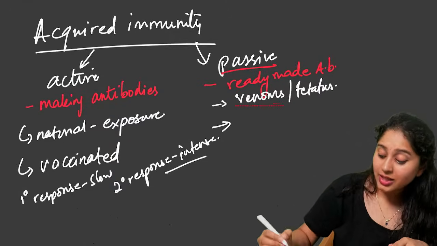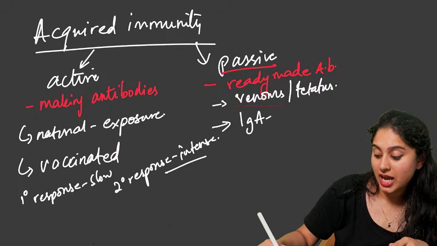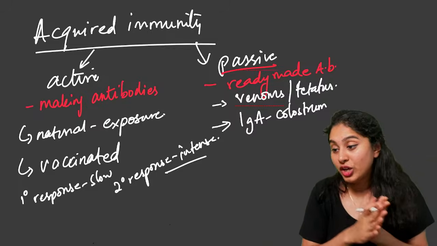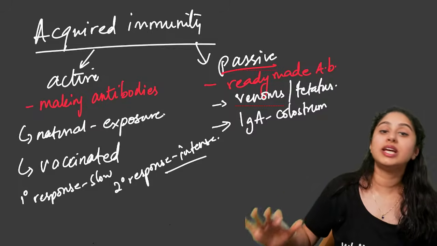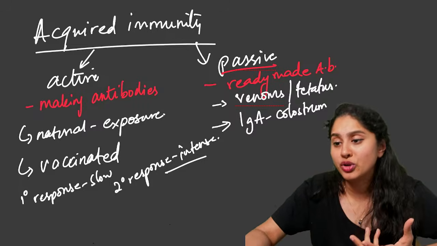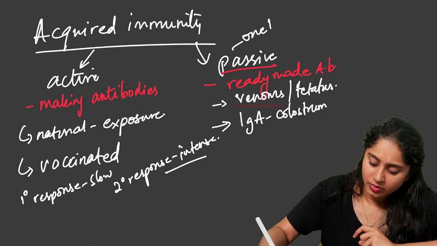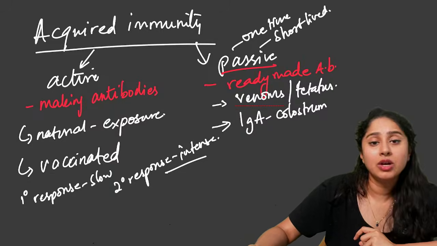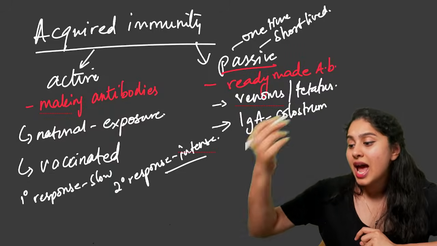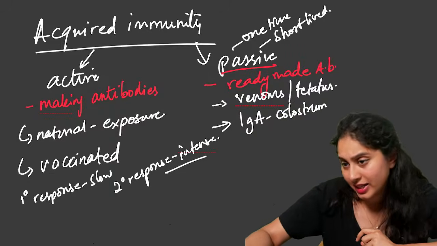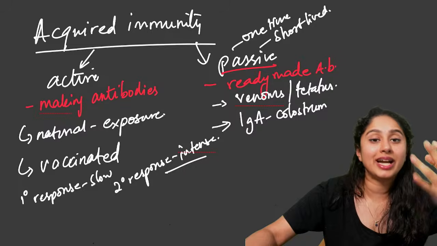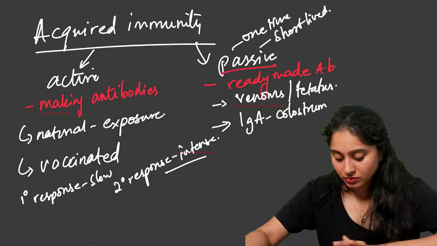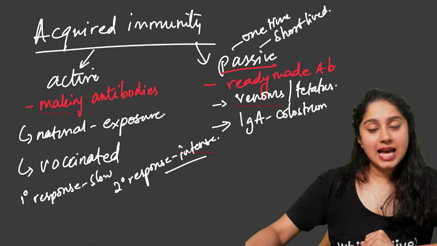Now the other type of passive immunity is IgA through the colostrum, right? Naturally the mother is giving the ready-made antibodies to the baby, so all of these will be considered as passive immunity. Now this is one time and short-lived. If you get bitten by a snake one more time, you have to again go through this whole process and you will have to take the antivenom or the antitetanus. So for snake bites, for tetanus kind of diseases, you will always go for a passive immunity. Okay, is that clear to all of you?